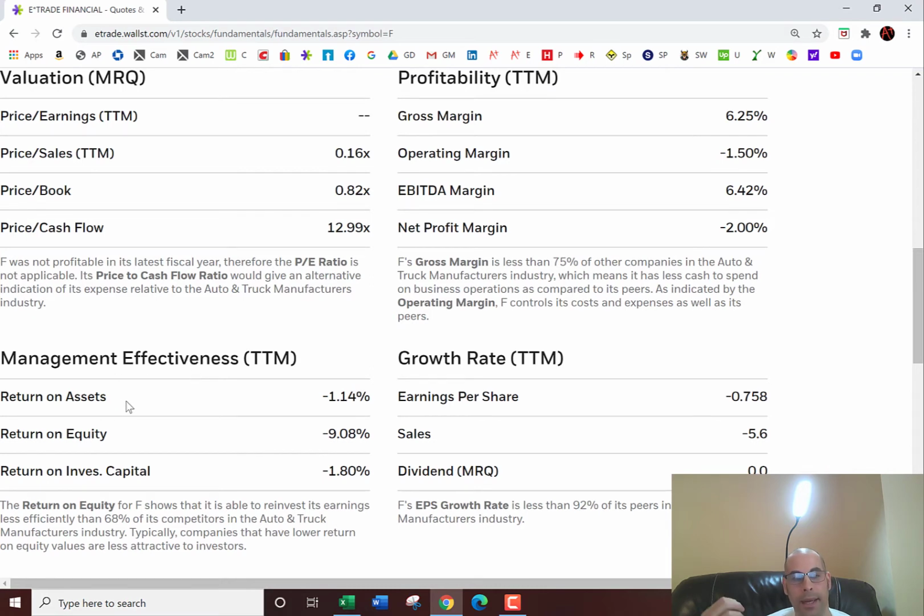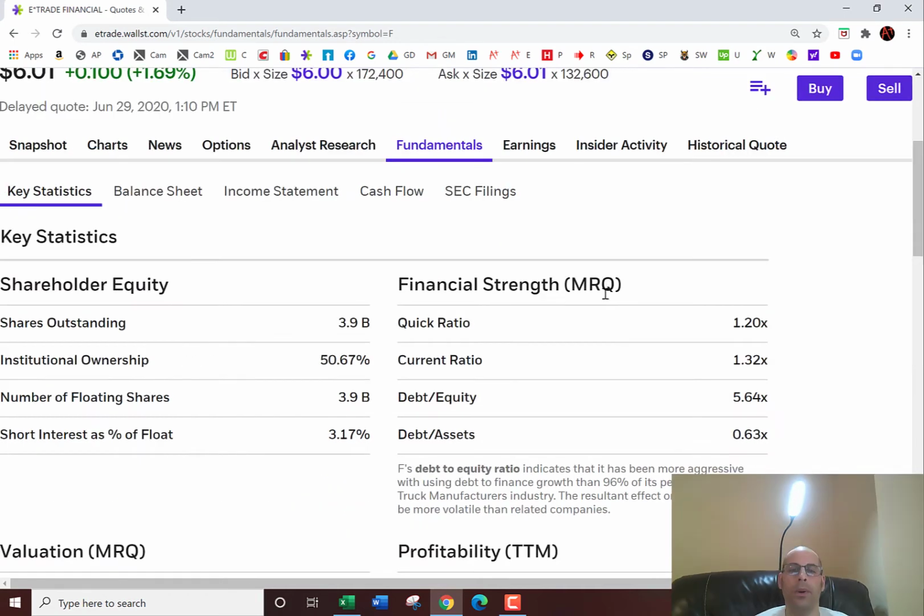Return on assets is income over assets. And return on equity is income over equity. That's negative. Return on invested capital is income over total capital. Total capital is equity and debt. Quick ratio is a more aggressive type of current ratio. It's cash, marketable securities, and accounts receivable over current liabilities. So it just takes out the inventory. Current ratio includes the inventory. That's current assets over current liabilities.